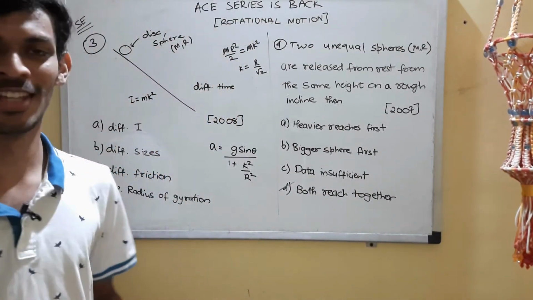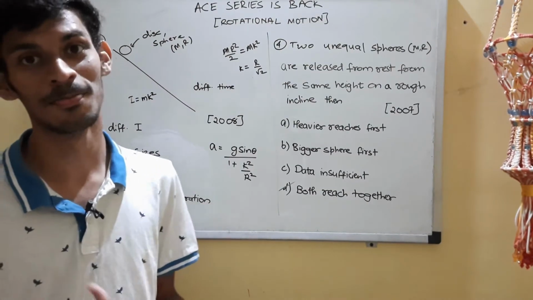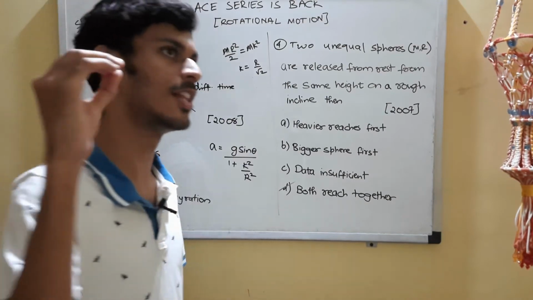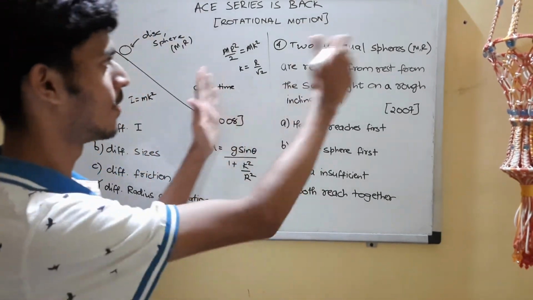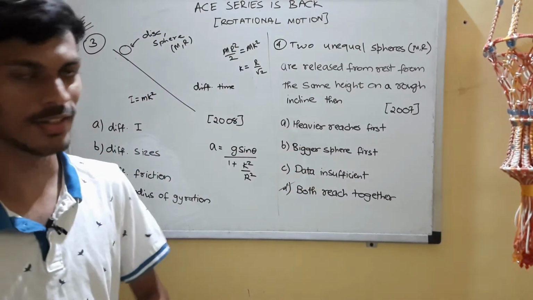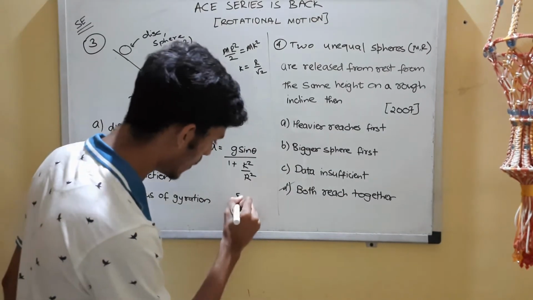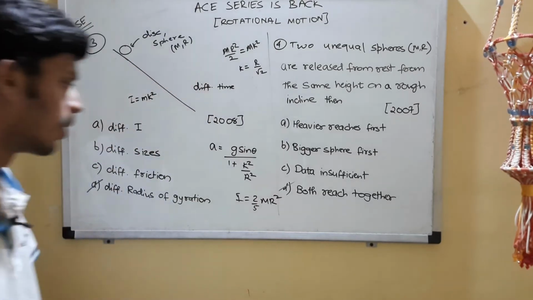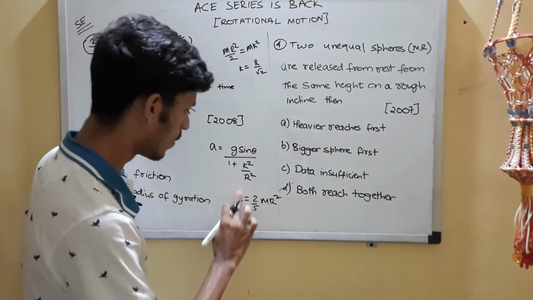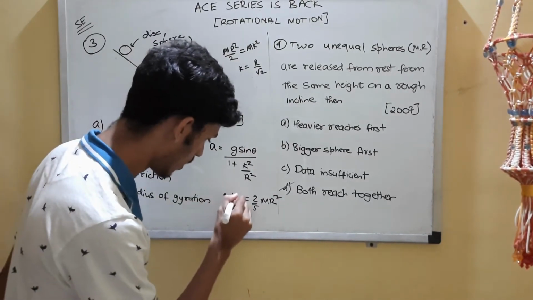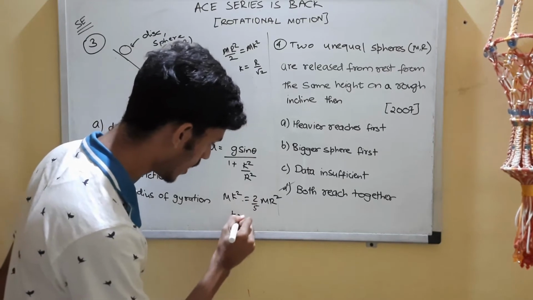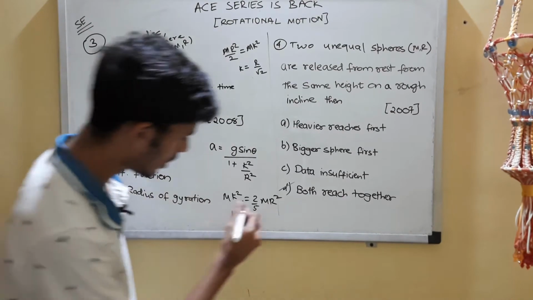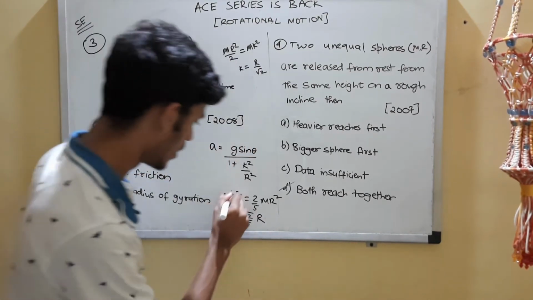Okay, both will reach together because they have the same radius of gyration, not moment of inertia, sorry. They have the same radius of gyration because these two are solid spheres, right? For a sphere, the moment of inertia is 2/5 mr². If you put this equal to mk², then k will be given as root of 2/5 r. I hope I didn't make any mistake.